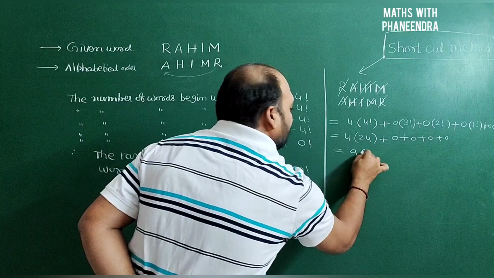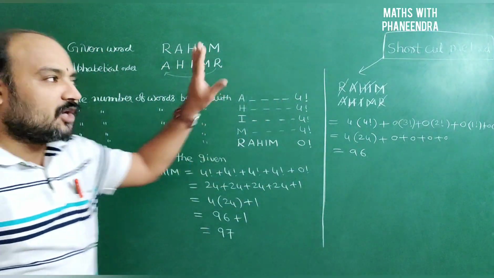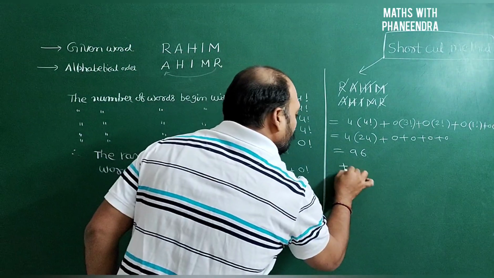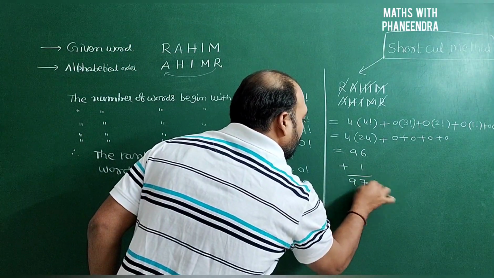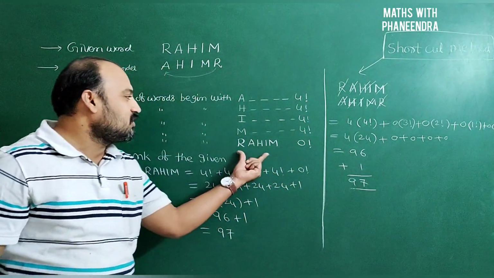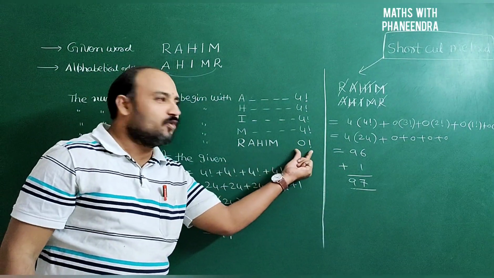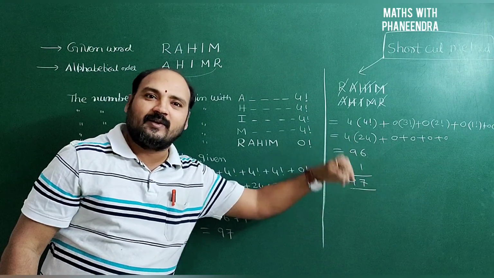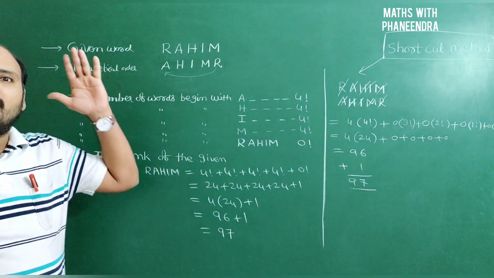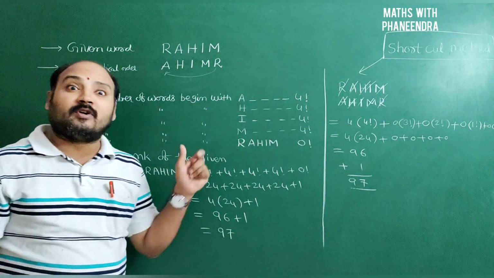So 96. After that, in the shortcut formula, dear students, we have to add plus 1 to get the rank of the given word. Why we are adding 1: the last word, the required word, whatever it is, gives 0 factorial. That's what is coming here. In every case, dear students, I hope everyone understands the concept of the rank of the word.